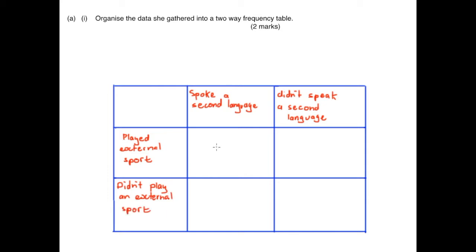Finally, we take the values from the question given to us and place them in the correct cell. Be careful that each value goes in the correct cell here, you don't want to lose marks. The next two parts are asking us to calculate percentages.